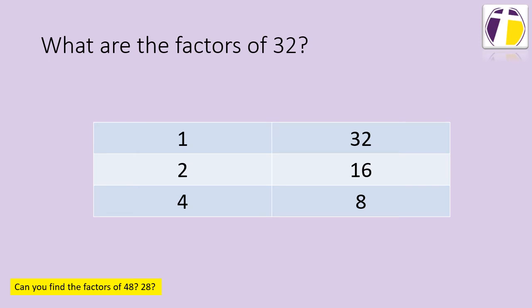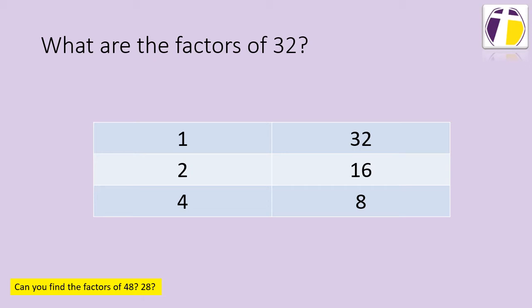Here are the factors of 32. As you can see, I've laid it out using a table, and the table shows the different factors. 1 times 32 equals 32, so 1 and 32 are factors of 32. We've got 2 and 16, 4 and 8. These are all the factors of 32, and by using my systematic approach, it made it easier to work out all of the factors of 32.